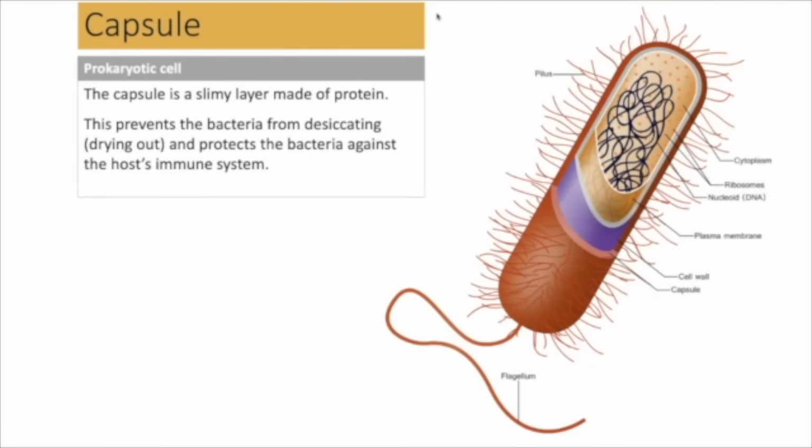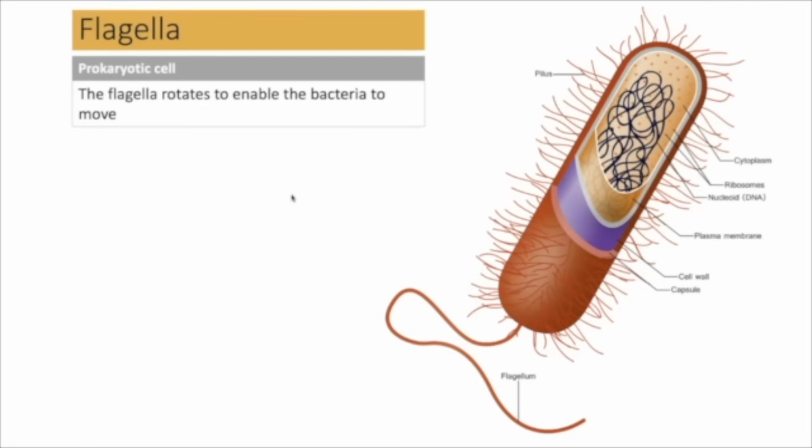The capsule, which again only some bacteria would have, is a slimy layer made of protein on the very outside. And the function is to prevent the bacteria from drying out or desiccating. But it also helps to cover the antigens to make it harder for the host's immune system to detect the bacteria. The flagellum, which some bacteria have, and some might have multiple, some might only have one, some won't have any. Just like a flagellum in a eukaryotic cell, it rotates and its function is to move the bacterium.